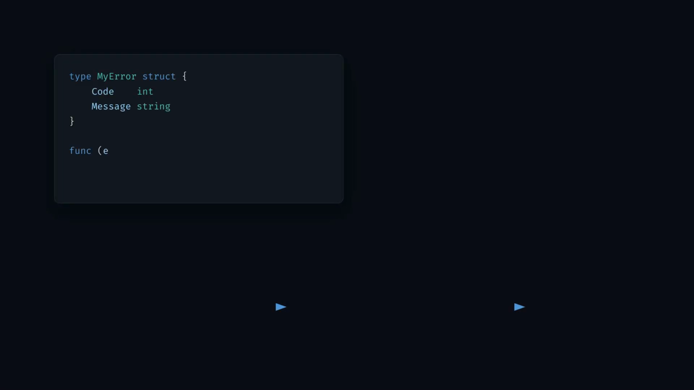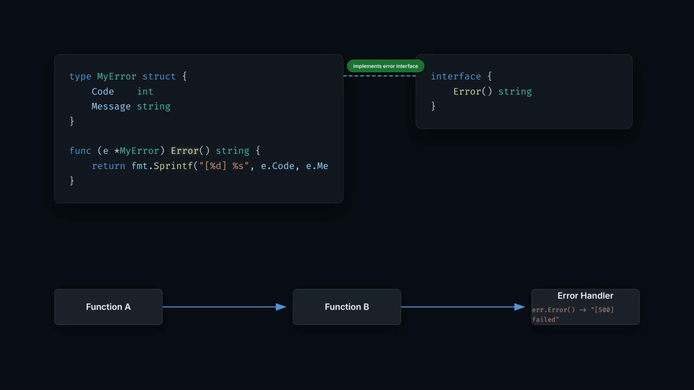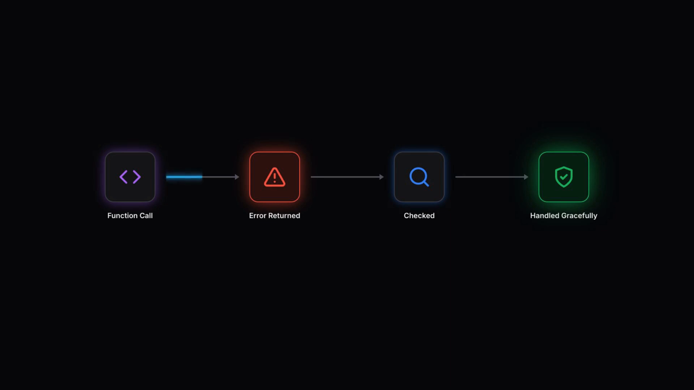For more advanced cases, you can define custom error types. By implementing the error method, you can create structured and meaningful error handling. At this point, error handling becomes part of your program's flow. Not an afterthought, but a core design decision.